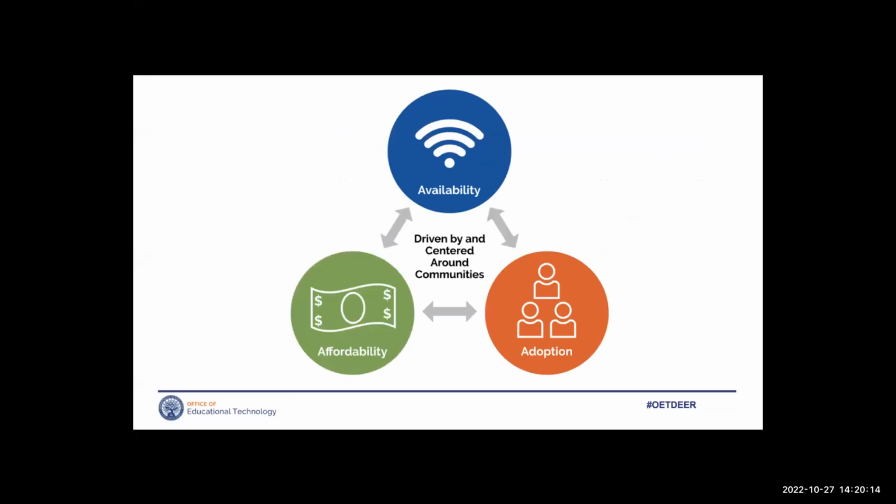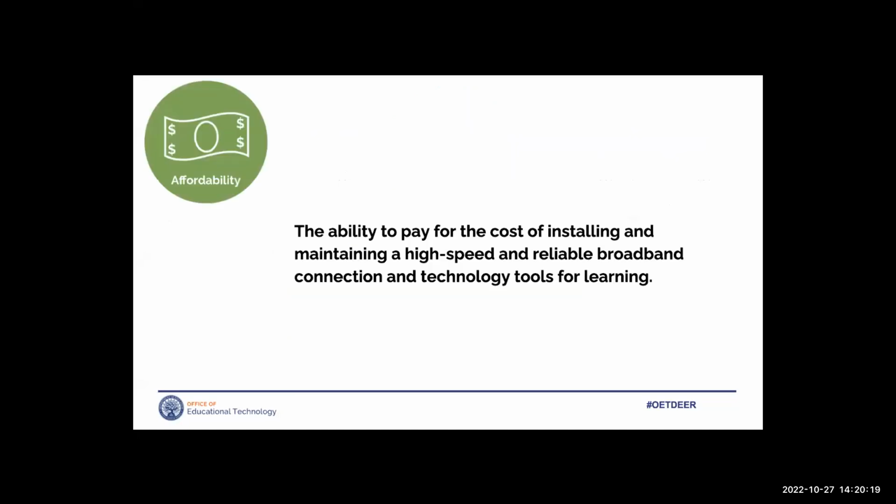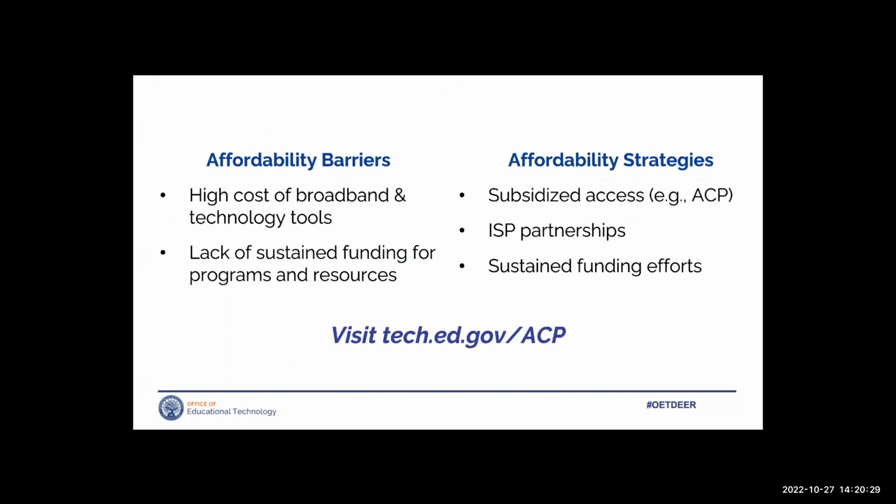The second piece of the access puzzle is affordability. Affordability refers to the ability to pay for the cost of installing and maintaining a high-speed and reliable broadband connection and technology tools for learning. Affordability barriers include the high cost of broadband and technology tools for learning, which for some families competes with basic needs such as food, gas, shelter, and electricity. Another barrier is a lack of sustained funding for locally administered affordable internet programs.